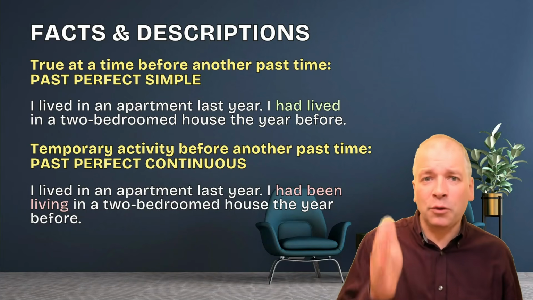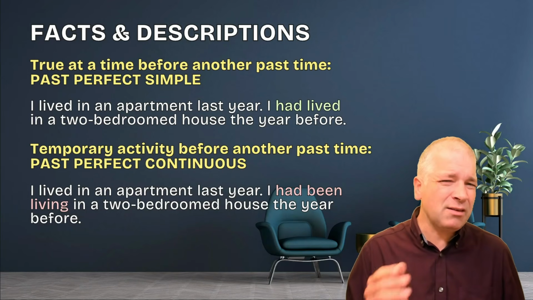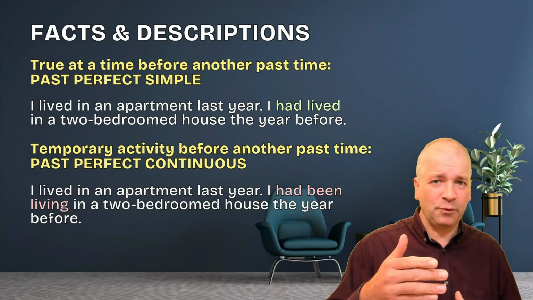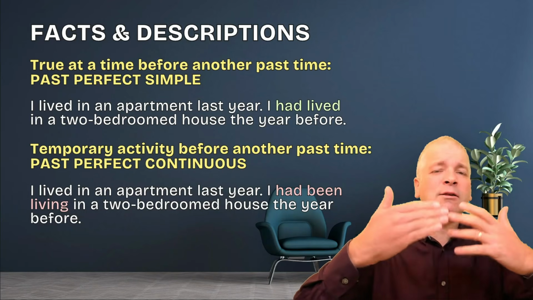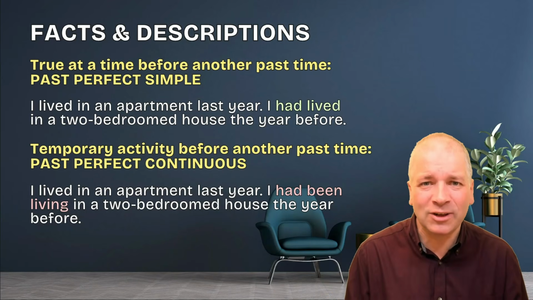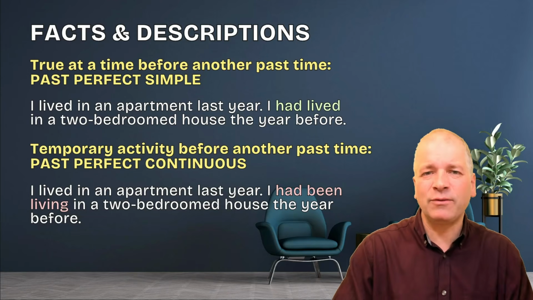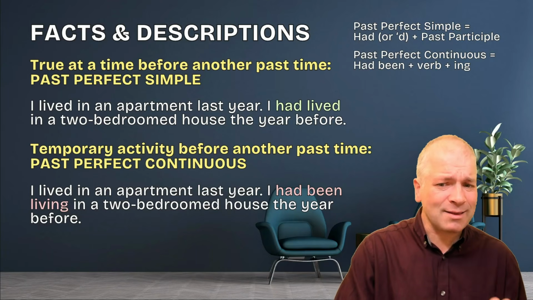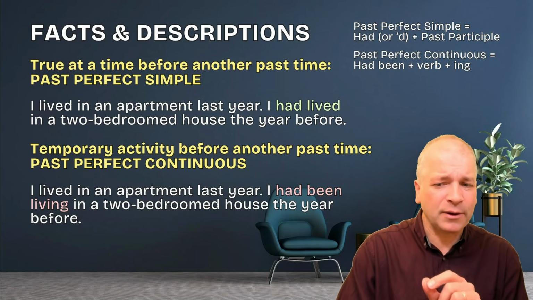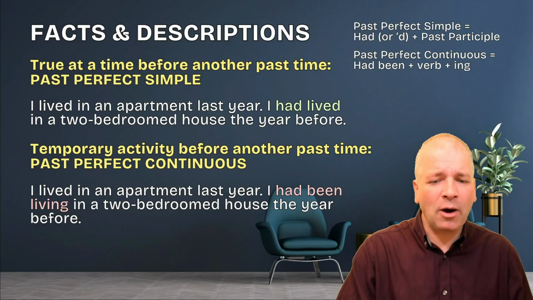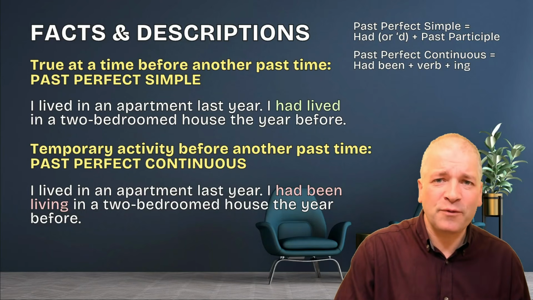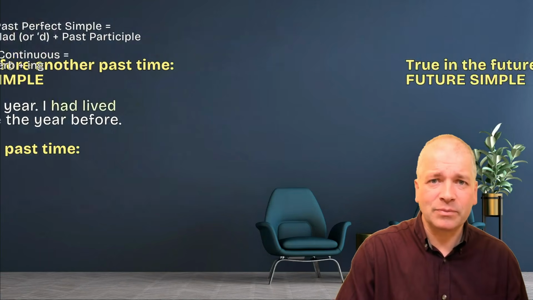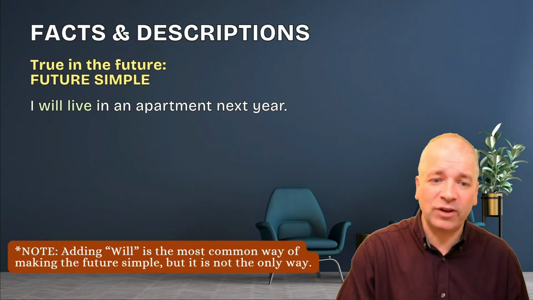Now, these are just some basic rules for the past perfect. We will explain the past perfect in a lot more detail in the advanced and native level sections of the course. The form here is had plus the past participle for the past perfect simple, and had been verb ing for the past perfect continuous. And now let's go on to the future tenses.